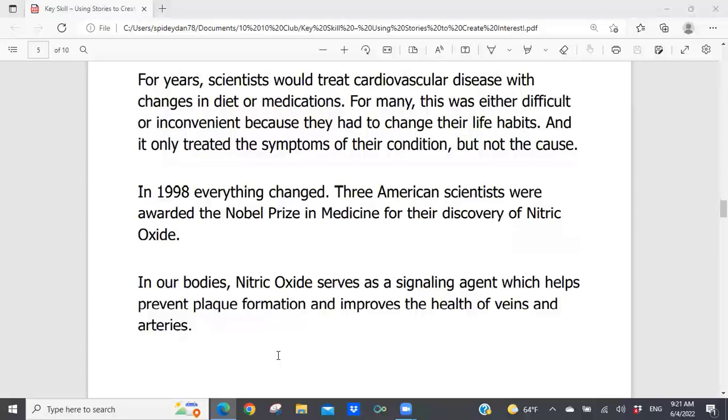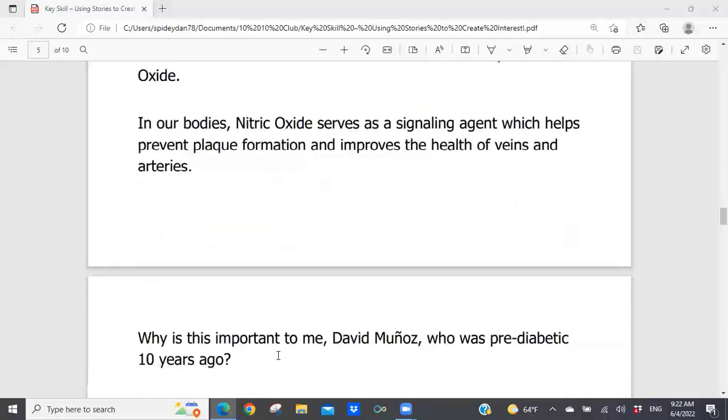gives people an understanding of what nitric oxide does, and he uses signaling agent instead of signaling molecule, because most people understand an agent more than they'll understand the aspect of a molecule. He doesn't talk about everything that nitric oxide can do, but keeps it focused on the cardiovascular system, plaque formation, which if you're diabetic, most diabetics understand, and improvement in the health of veins and arteries.